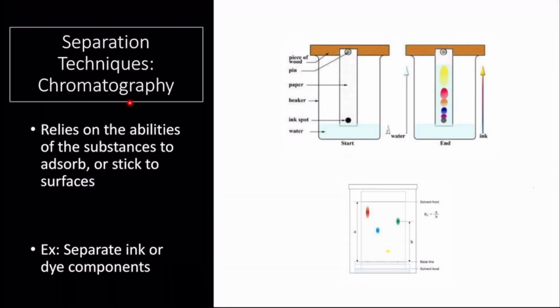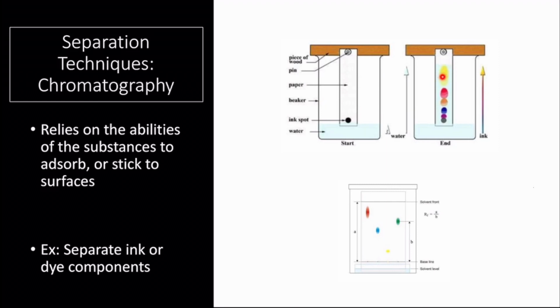The next separation technique is chromatography. Chromatography relies on the abilities of the substances to absorb or stick to surfaces. For example, we can separate ink or dye components. As an example, imagine you have a piece of chromatography paper and we put an ink spot at the very end. Then we immerse the end of the paper into a solvent such as water, and the water will wet the paper and it will move up the paper. So the solvent will carry with it the ink spot, but the components will move up at different rates.